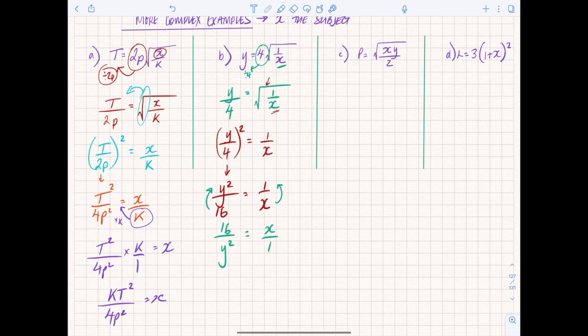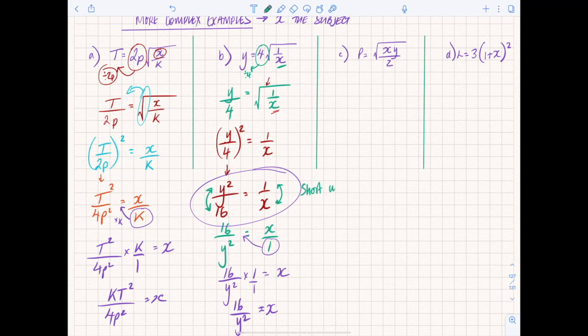1 goes over, and because it's a divide by 1 on this side, when I move it over, it becomes a times by 1. So I'm saying 16 over y squared times by 1 equals x. And the same as what I did down here when I was multiplying, I just put it as 1 over 1, top times top. So that becomes 16 over y squared is equal to x. Okay. Now this flipping process here that we're doing, where I'm just swapping them round, is a shortcut. Okay, it's a bit of a cheat.